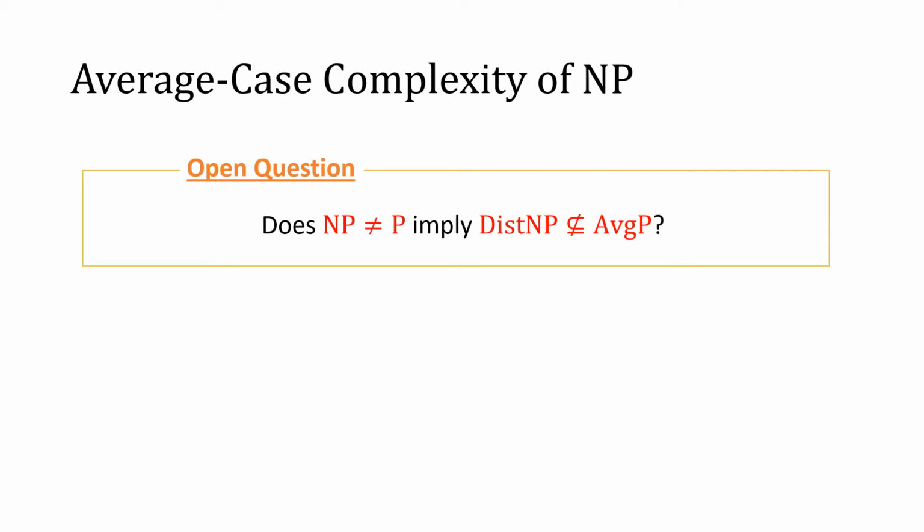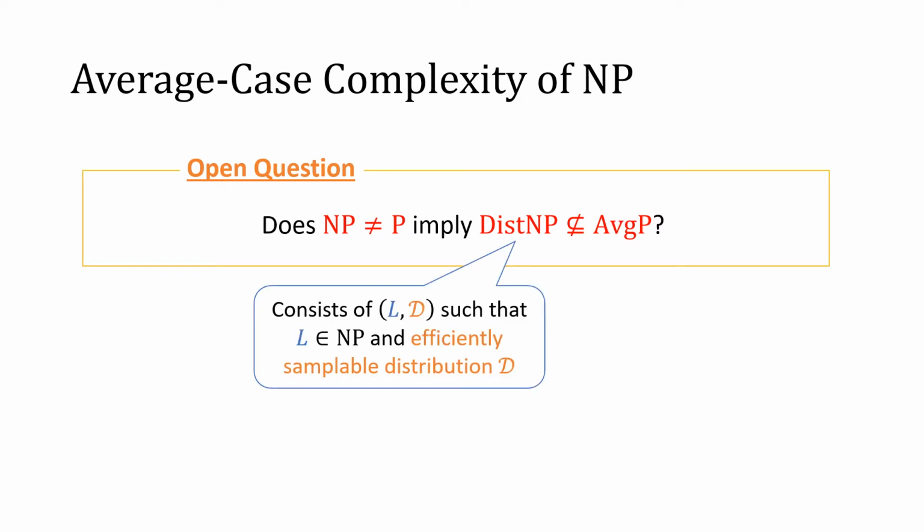To be more specific, assuming that NP is different from P, can we prove that distNP is not contained in average P? Here, distNP is an average case version of NP, and this class consists of distributional problems such that the problem L is in NP and we consider a distribution on it which is an efficiently sampled distribution.